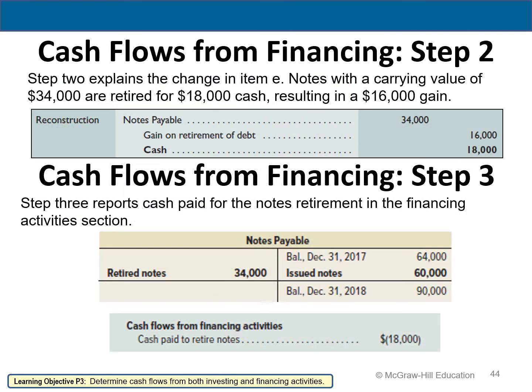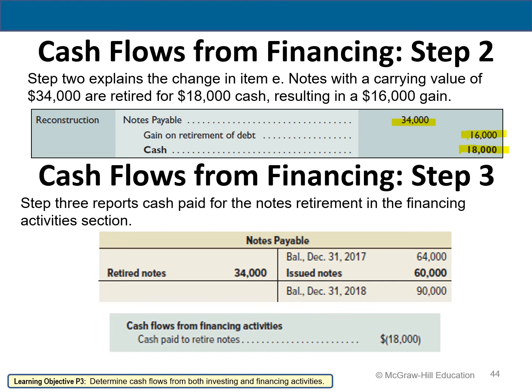So in the additional information that was provided several slides ago, they told us in letter E that notes with a carrying value of $34,000 are retired for $18,000 cash, resulting in a $16,000 gain. So if we reconstruct that entry, they told us that the carrying value was 34, so we want to remove those from our books. They tell us the gain was 16, and they tell us that we got $18,000 cash, right? So there's our entry when we retired them.